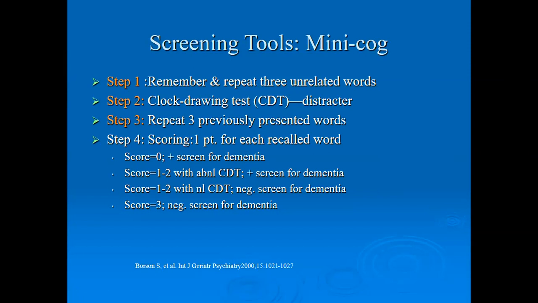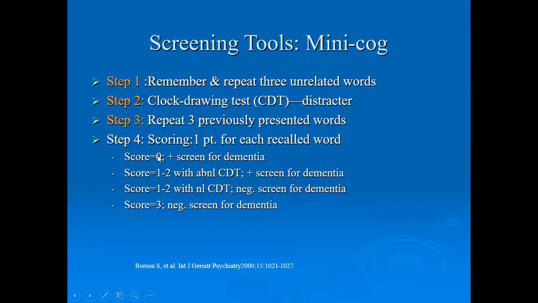If the score is 1 or 2 with an abnormal clock draw test, how are you going to score this? With each word he remembers, you give 1 point. If the patient remembers 3 words, you give 3 points, and then you assess the clock draw test. If the patient remembers all the 3 words after drawing the clock, it is negative for dementia. This is a clear-cut picture.